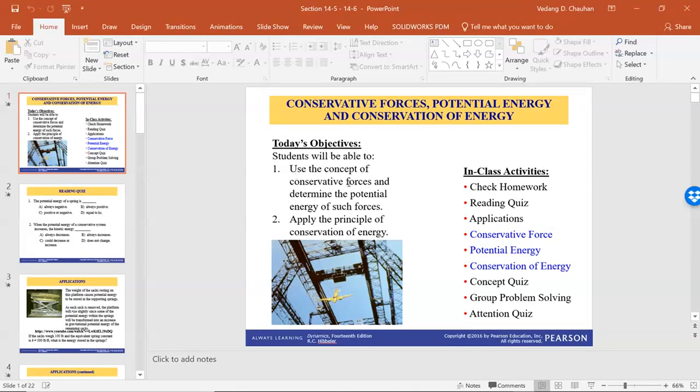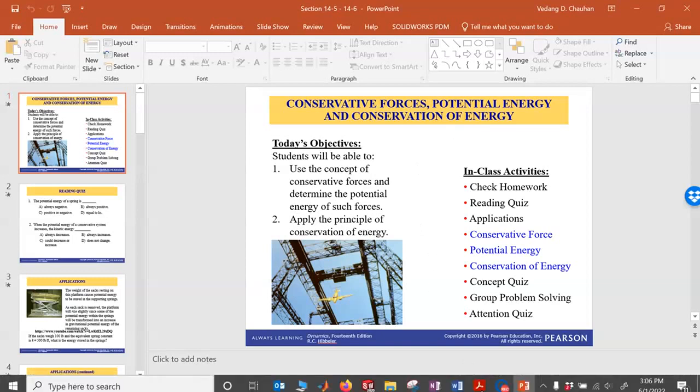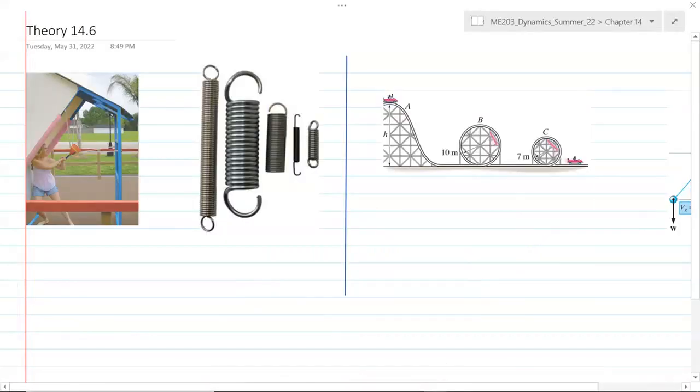Today's objective is to use the concept of conservative forces and determine the potential energy of such forces, and apply the principle of conservation of energy. We'll come back to this presentation later. First, I'll explain the concepts through this notebook.